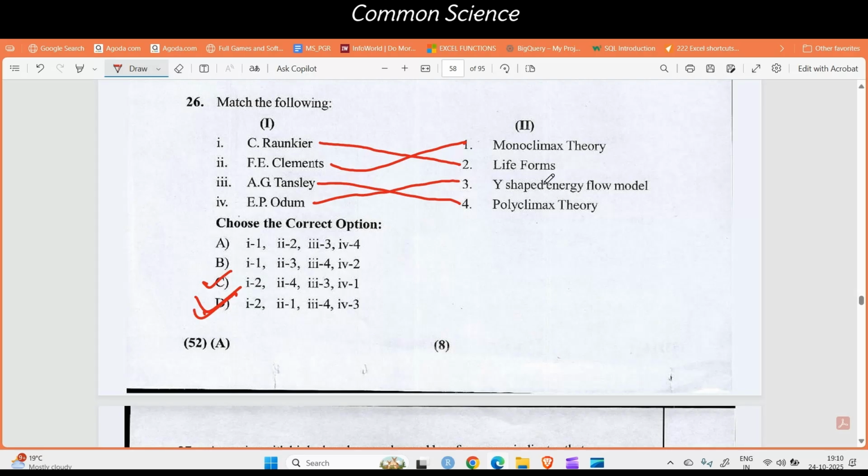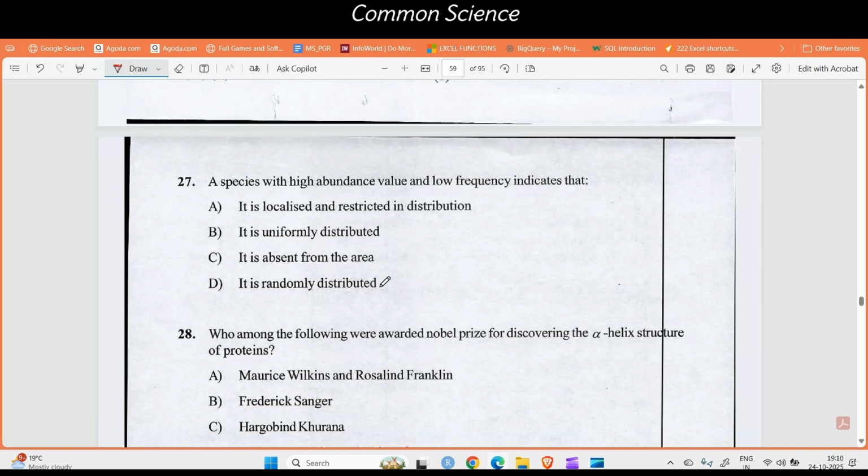Moving on to the next question, question number 27, which says that a species with high abundance value and low frequency, that indicates that the species is localized and is restricted in distribution.